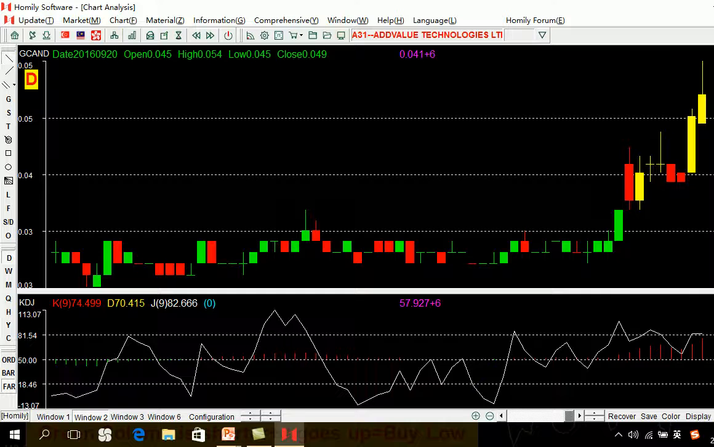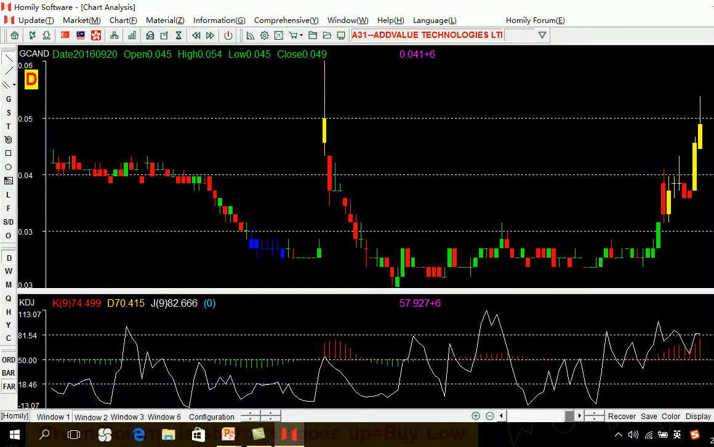Maybe you need to wait till the share has some correction. Now the J line goes down, and if the J line goes up again, you can buy again. Now you can pay attention. Because of the MACD, the red is the red column, right? If you see the J line go up again, you can buy again. So now you can pay attention and put it into your favorites.